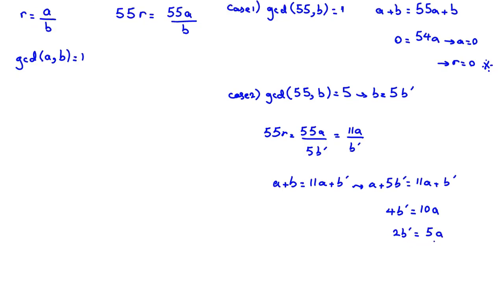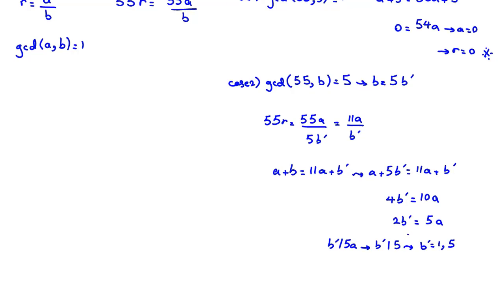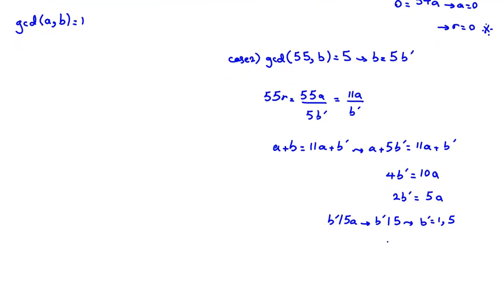Okay, now we know B prime and A are relatively prime. So we know B prime divides 5A because 2B prime is 5A. B prime and A are relatively prime, so by Euclid's lemma, you can ignore A, you can say B prime divides 5, so B prime is 1 or 5. 1 is not possible because if B prime is 1, then 2 equal to 5A. So B prime is 5. If B prime is 5, then 2 times 5 equal to 5A, so A is 2.